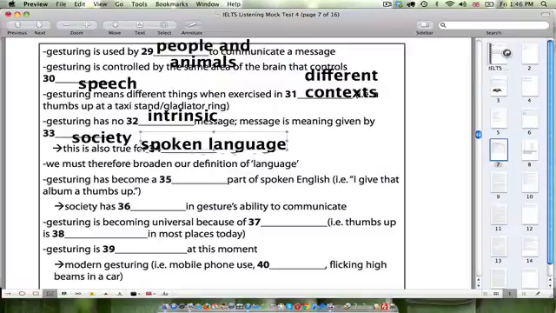Okay, we must therefore broaden our definition of language. This is a nice little marker because when we hear her say this, we know that everything before it has been said. So we know that we can start focusing on the remaining questions. Gesturing has become a part of spoken English. I give that album a thumbs up, and she used the word metaphorical.